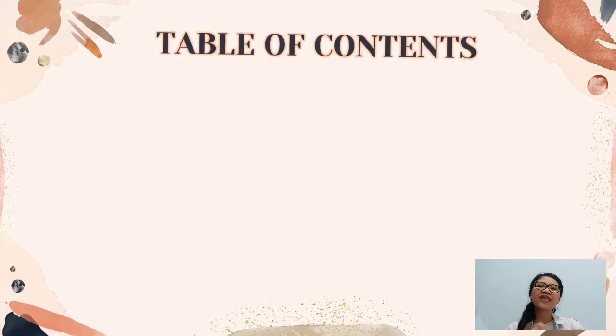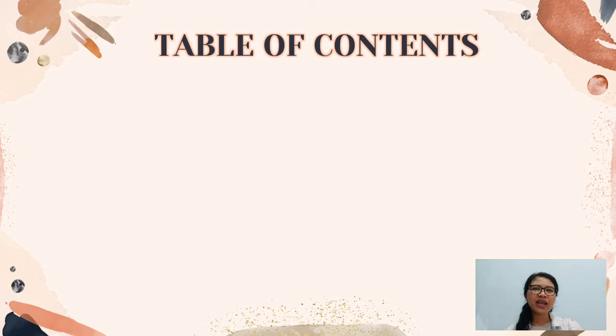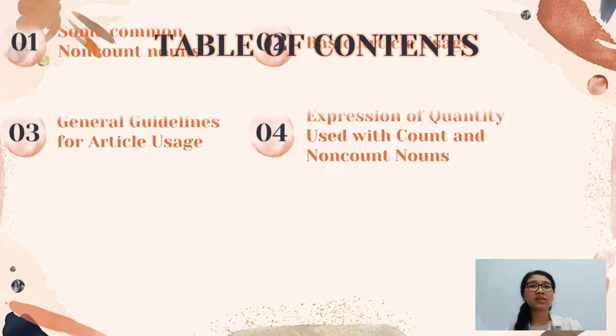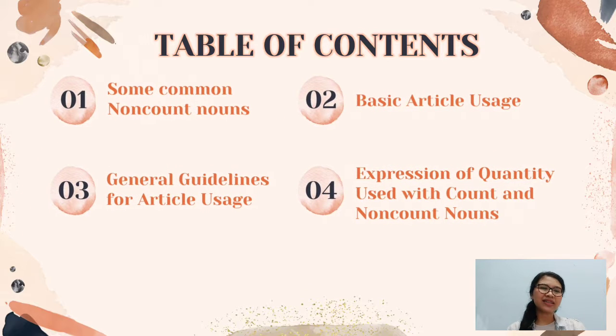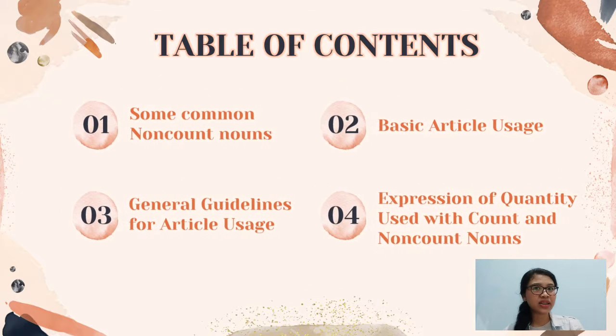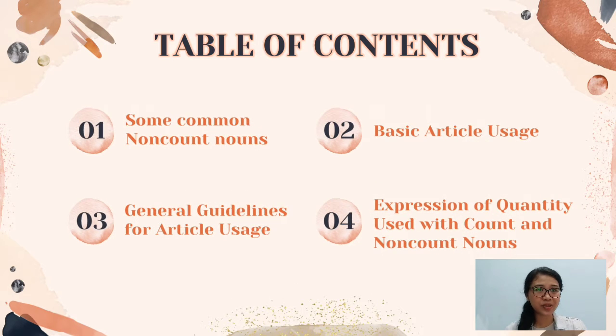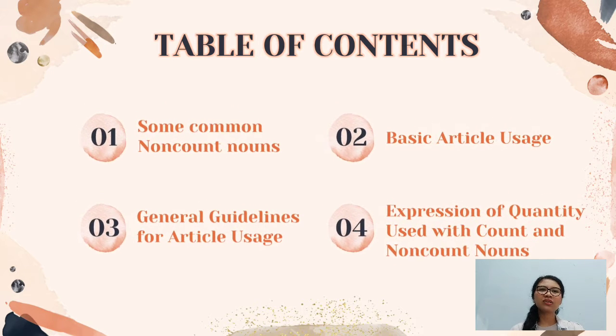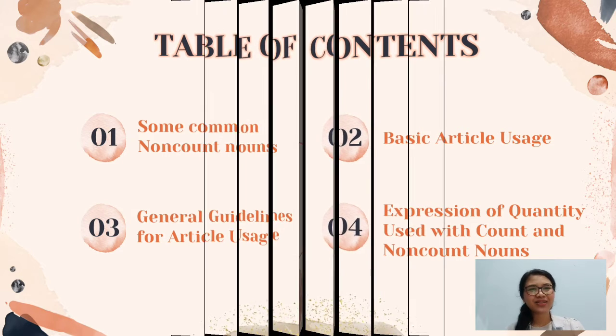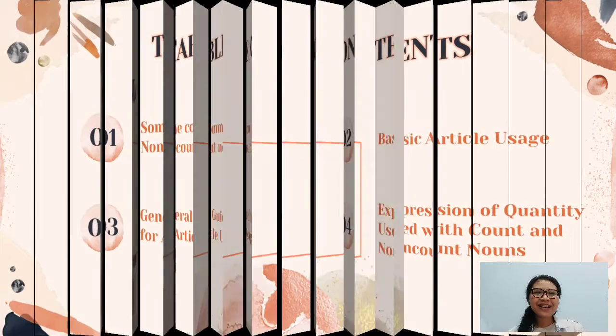Yeah, today I'm going to talk about a few points related to non-count nouns or uncountable nouns. They are the same meaning. And the first point is some common non-count nouns. And the second is basic article usage. And the next is about general guidelines for article usage. And the last, I'm going to talk about expression of quantity used with count and non-count nouns. So yeah, let's get started.